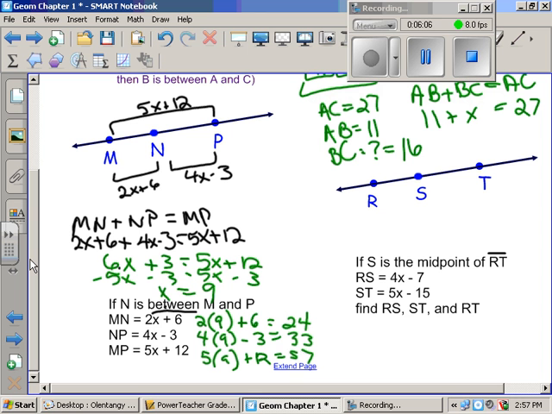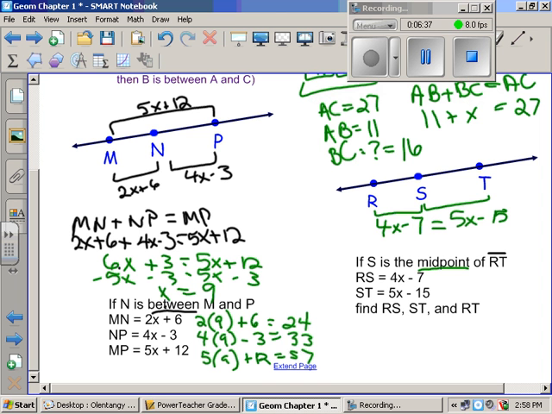Okay, so that's one way that the segment addition postulate, which is the between principle, is applied. Another way is, let's say S is not only between R and T, but it's exactly in the middle. So that means RS is exactly equal to ST. So if RS is 4x minus 7, and ST is 5x minus 15, and S is the exact midpoint, then they're equal.